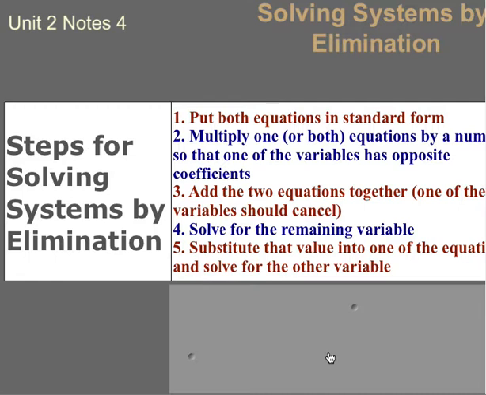Taking a look at number 4, we want to solve for the remaining variable. Since we only have one left, we can use what we know about solving equations to go through that. For step number 5, we're going to substitute that value into one of the equations and solve for the other variable. So just like we did before with substitution, we're going to plug it back in and solve the equation.